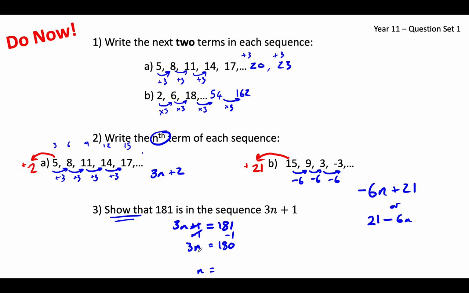Now 3n is this, but I don't want 3 of them, I only want 1, so we'll split it into 3 equal bits. Divide by that number touching n. Okay, now 180 divided by 3 is 60. In fact, this is the 60th term in the sequence. If I did my sequence, the 60th one would be 181. So, I could write down in my bad handwriting, yes, it is in the sequence.